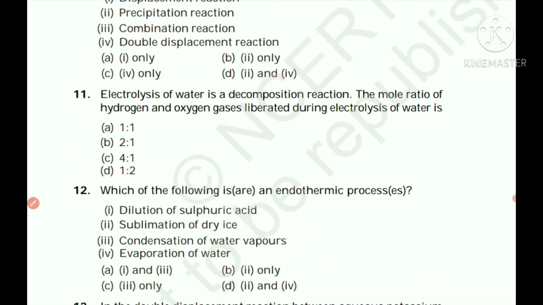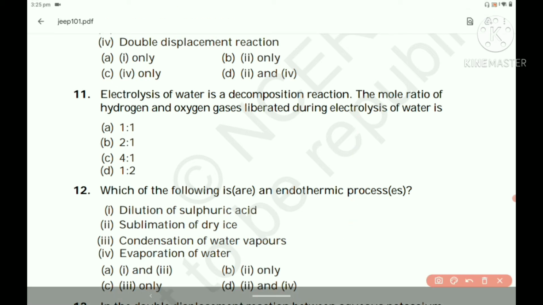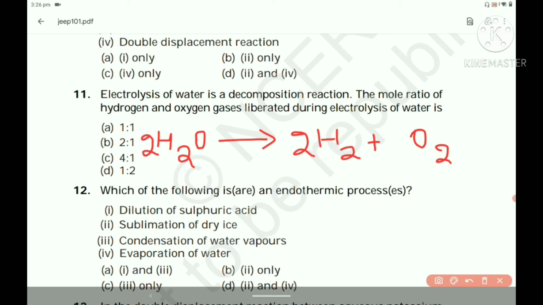Electrolysis of water is a decomposition reaction. The mole ratio of hydrogen and oxygen gases liberated during the electrolysis of water is. It's very easy. If you remember the activity that you had done, water decomposes to form H2 and O2. So to answer this question, you need to balance the reaction. So you should know to balance it. Okay. So put 2 here and 2 here. I think it's balanced, right?